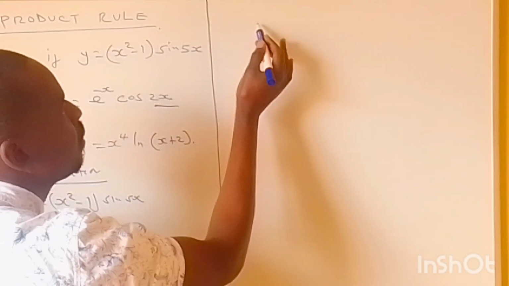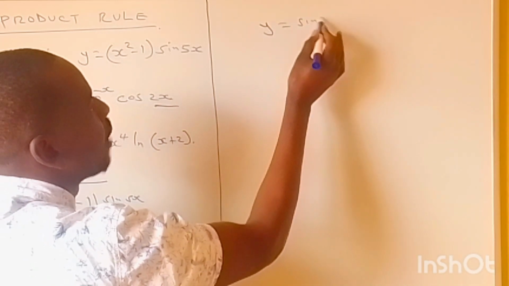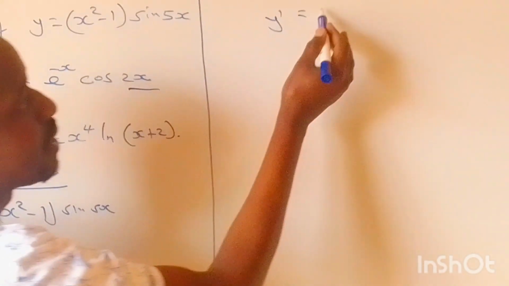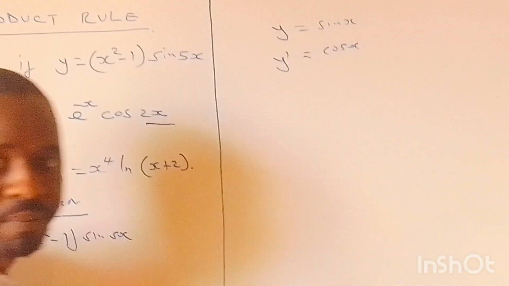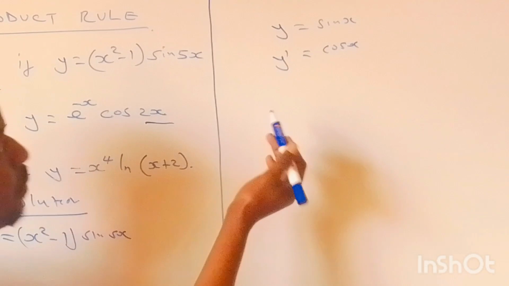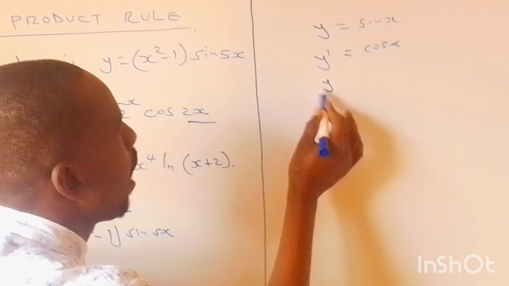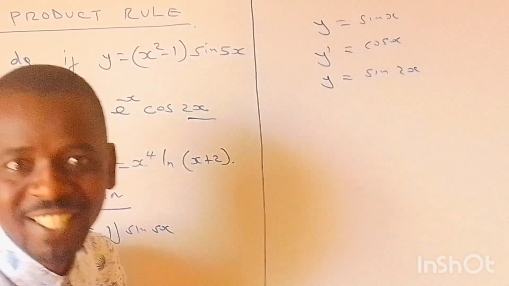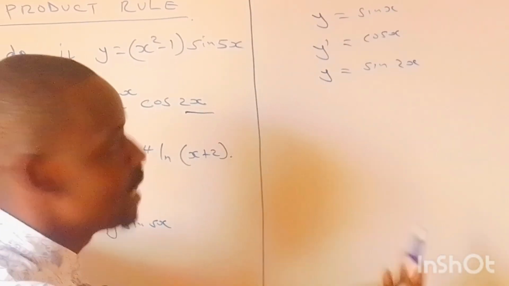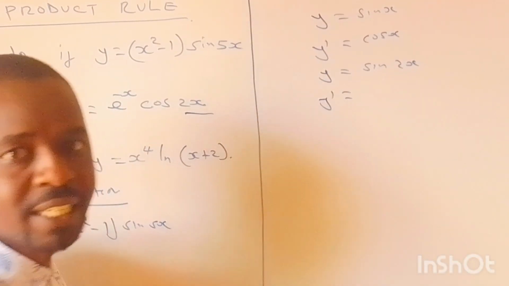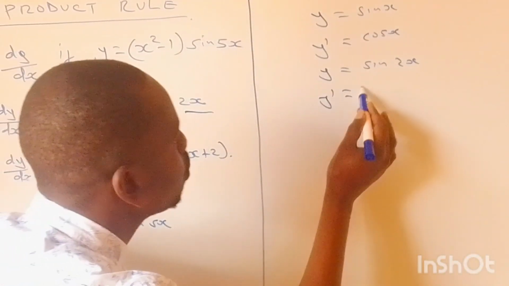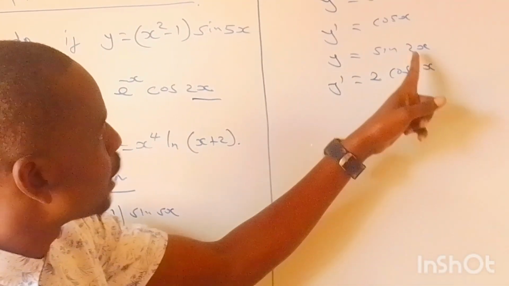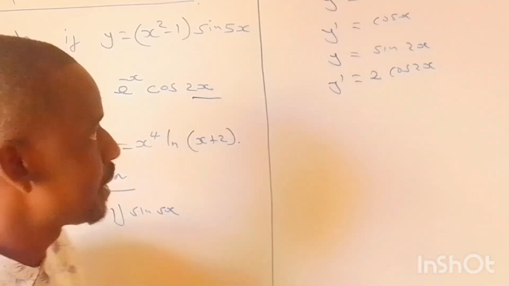If you have y is equal to sine of x, then the derivative of that is just cos of x. Again, for example, if you have y is equal to sine of 2x, so take note, we have 2x here. The derivative of that is just 2 cos of 2x. So take note, the 2 is going to be there, cos of 2x.